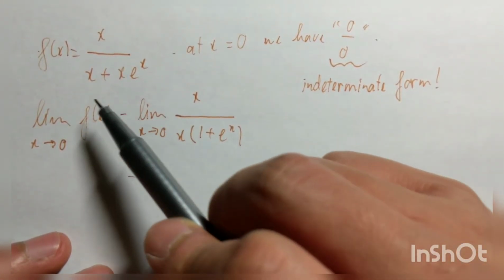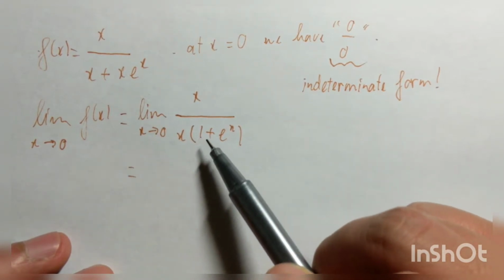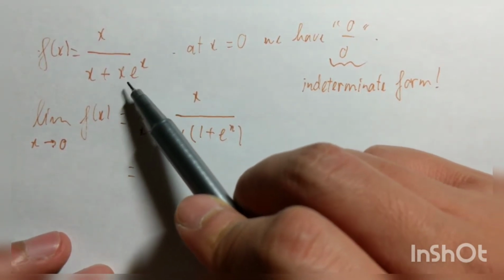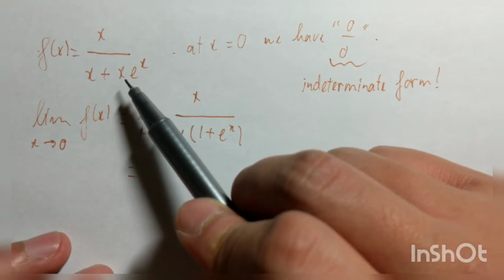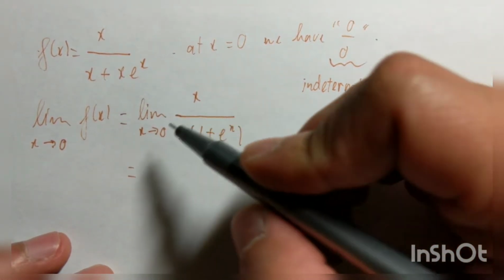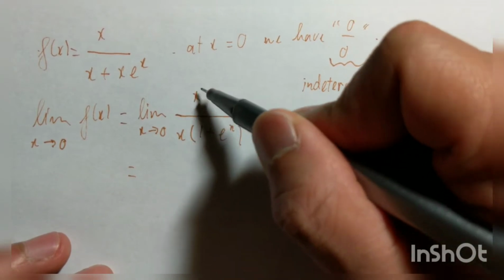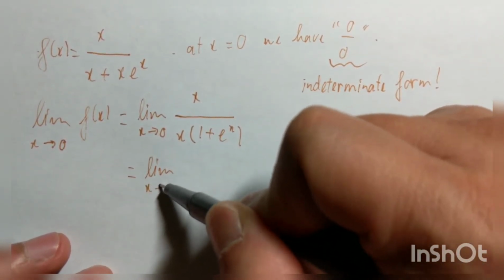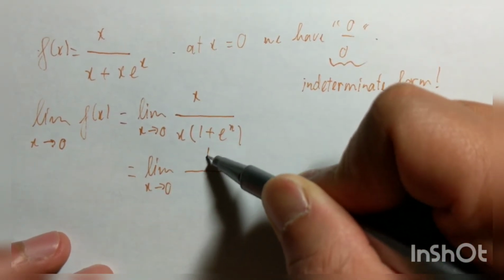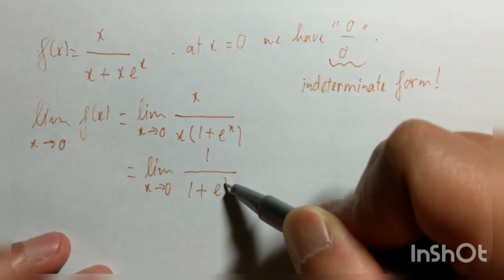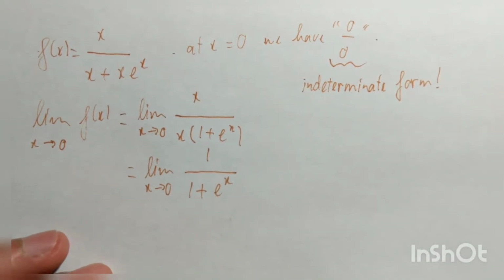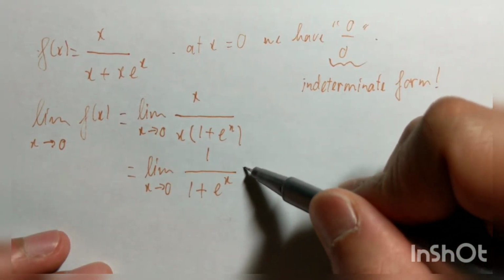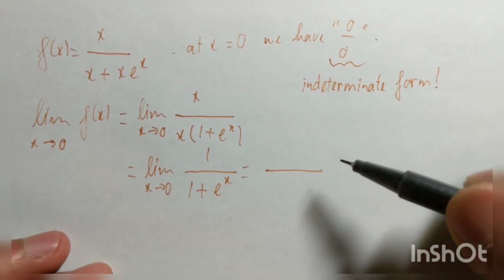Here I factor x out of itself, so you get 1. And we factor x out of x times e to the x, we get e to the x. And here you see this x and this x will be simplified, so what we end up with next is 1 over 1 plus e to the x, and it looks a lot better. Now when x goes to 0, we do not have the problem of 0 over 0 anymore. So now we can find the limit, right?